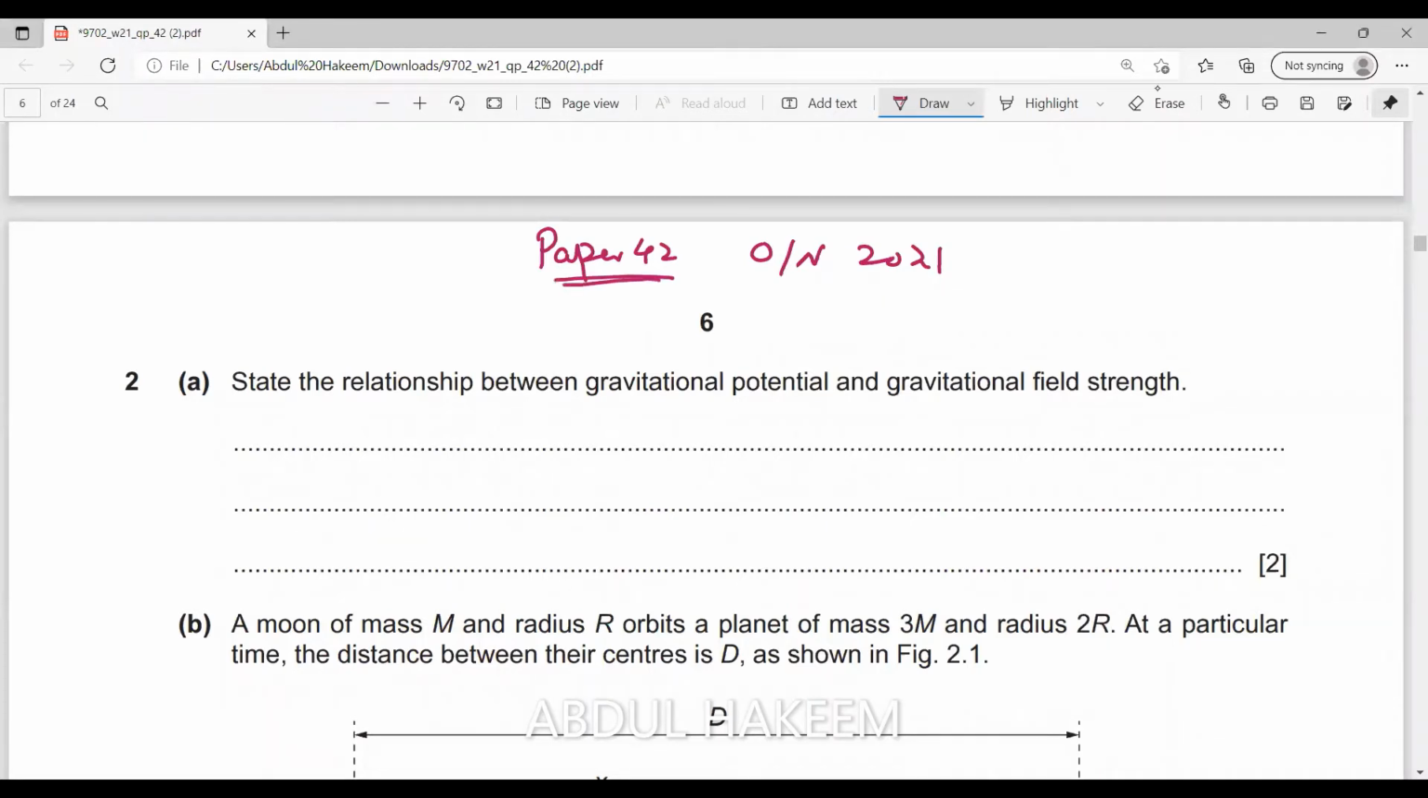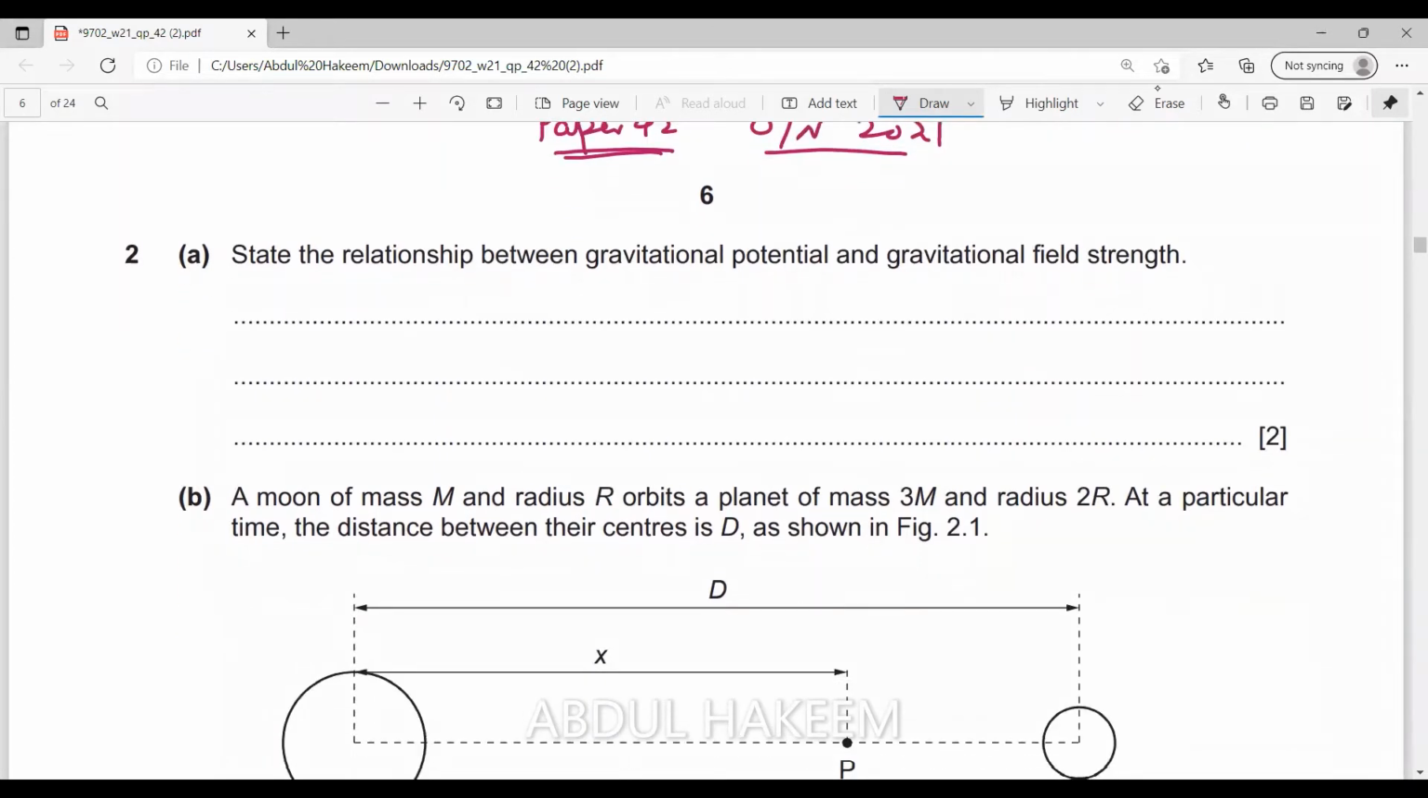Okay, paper 42, October-November 2021. Question number 2: state the relationship between the gravitational potential phi and the gravitational field strength small g. In theory, we have done that the gravitational potential is equal to minus g into d. So we can write g is equal to minus phi divided by d. From this equation, we can deduce the result.